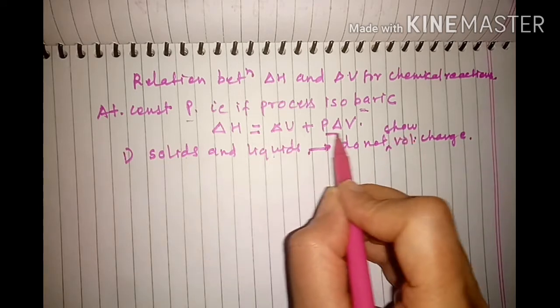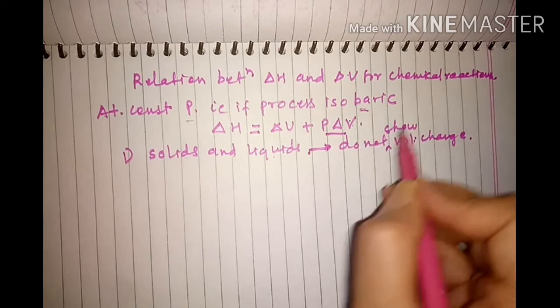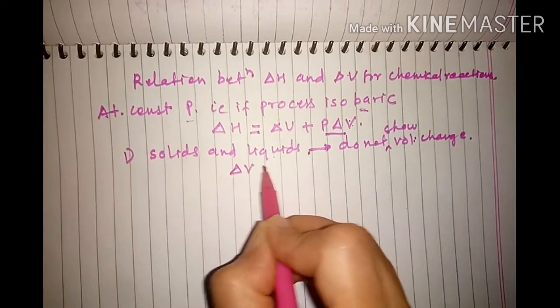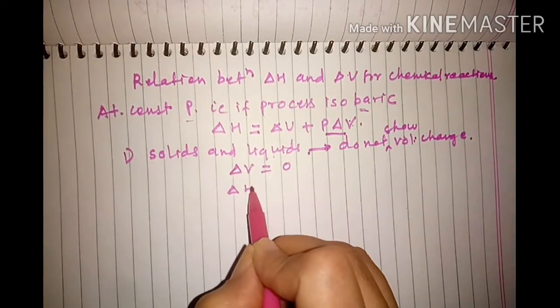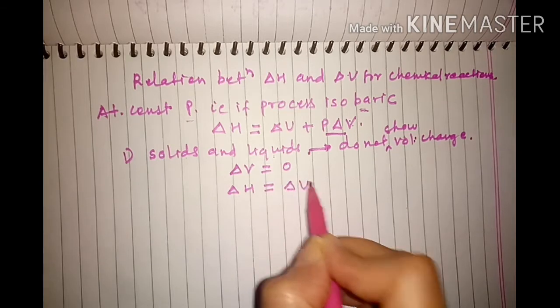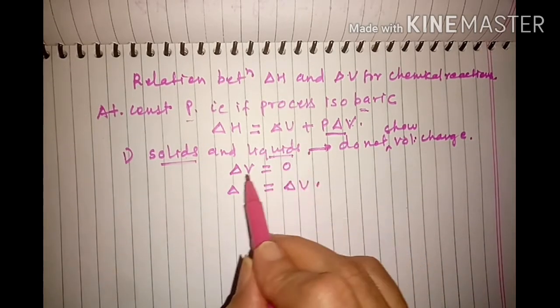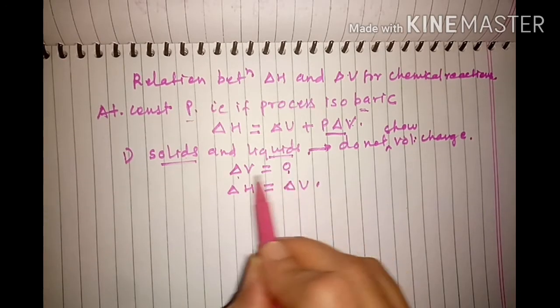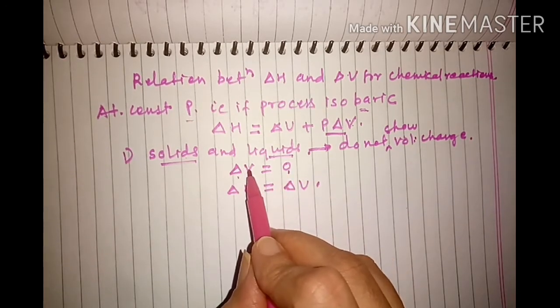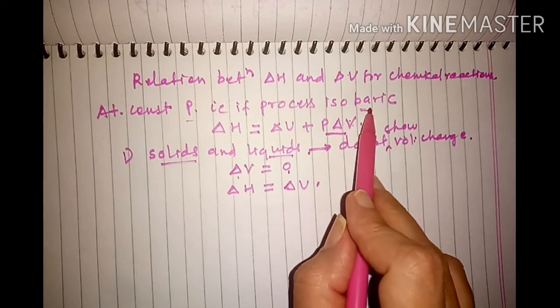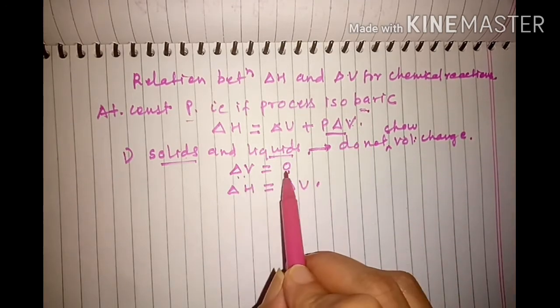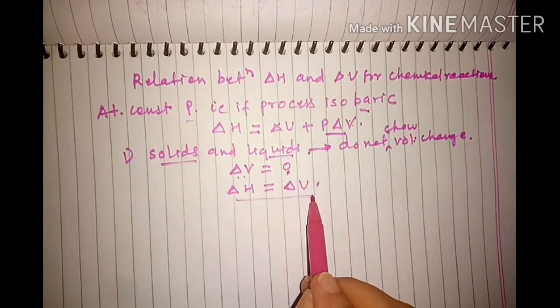So if you neglect this, if you say that delta V equals 0 here, you'll get delta H equal to delta U. This is for solids and liquids. The condition should be that delta V should be equal to 0. And when will delta V be 0? When the process is isobaric. So this change would be 0, and you will get this situation here.